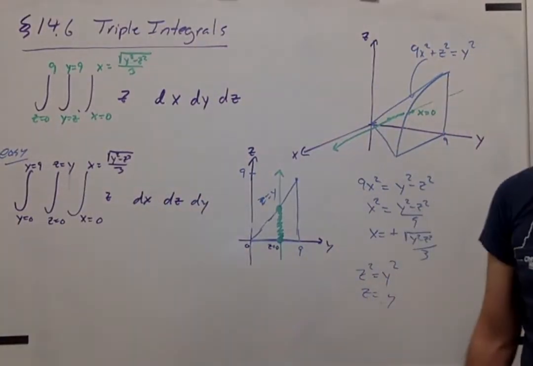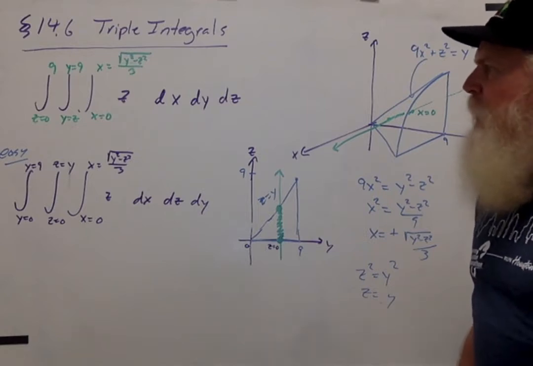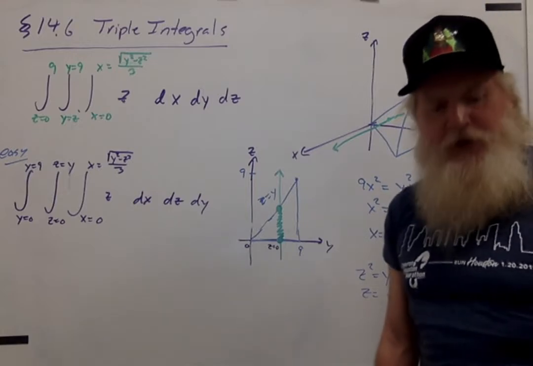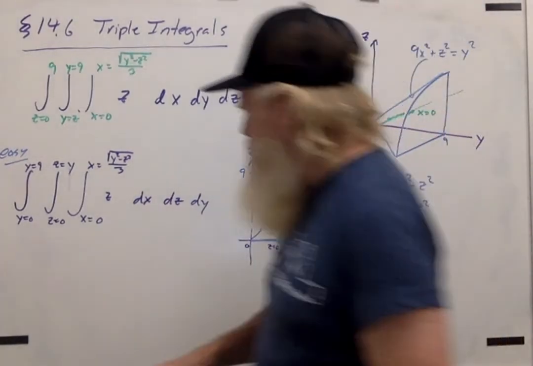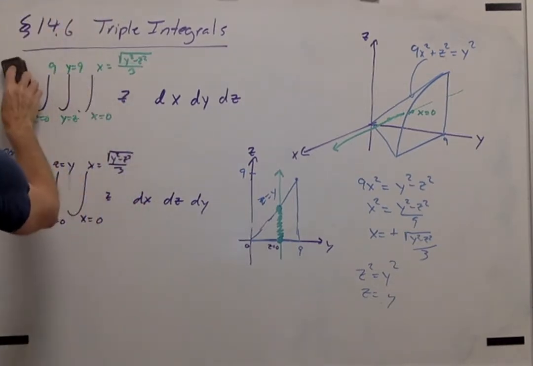So we've done 4 of the 6 different orders. Let's do maybe one more. After I write the problem down, you might want to pause the video and see if you can do it yourself, and then I'll work it out. This one might be a little bit tougher. Let's see.